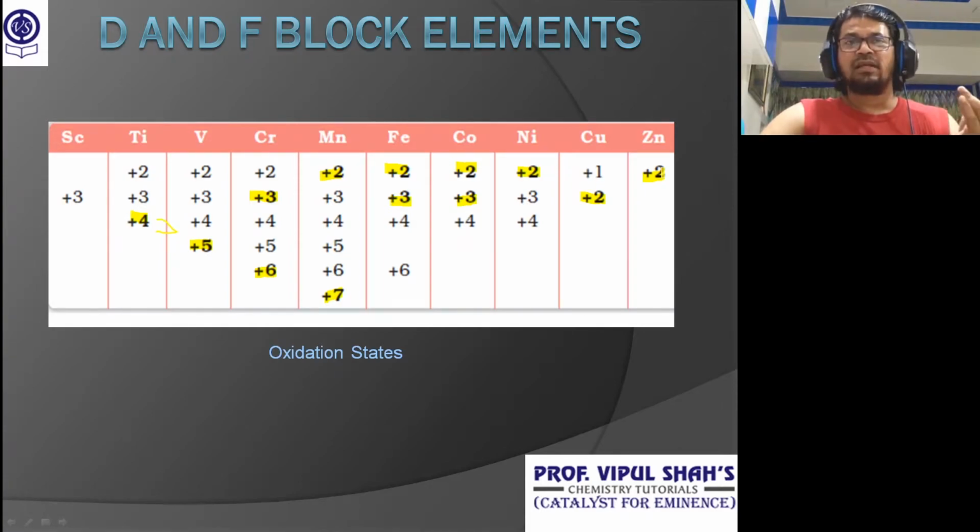Second, in some cases those states are not there, like chromium in +3. It is neither half filled nor completely filled, still it is more stable. That's because of its hydration enthalpy. Is this clear? That's one. Second, in some cases, along with hydration enthalpy, lattice energy also matters, and in some cases it also depends upon ionization energy. Okay, so these are the oxidation states.